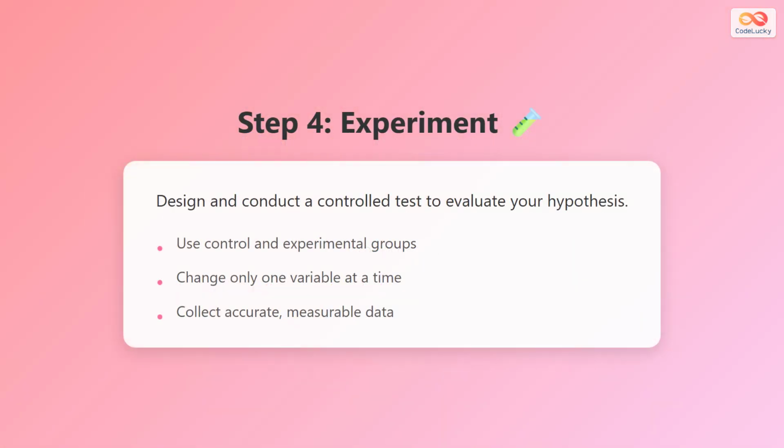Now comes step 4, conducting an experiment. This is where you design and carry out a controlled test to evaluate your hypothesis. A good experiment has several important features. First, you need both a control group and an experimental group to compare results. Second, you should change only one variable at a time so you know exactly what's causing any differences you observe. Third, you must collect accurate, measurable data that can be analyzed objectively. These principles ensure your experiment produces reliable, trustworthy results.